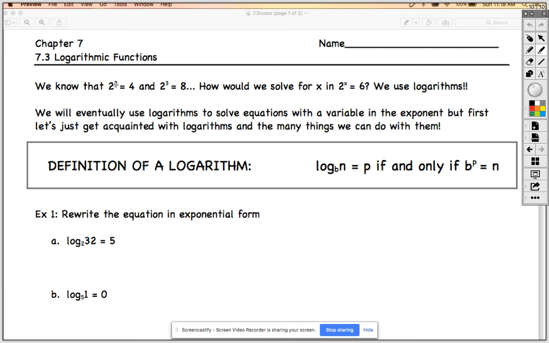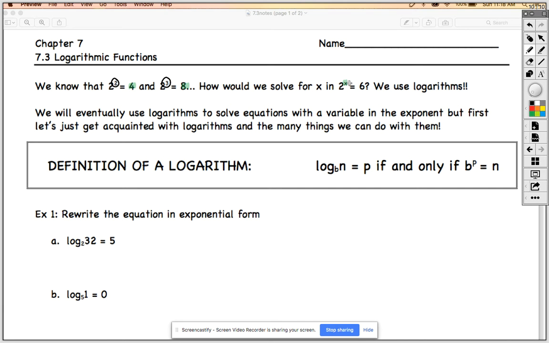So when we think about exponents, we know 2 to the second power is 4, and 2 to the third power is 8. How would we solve for x in 2 to the x power equals 6? Since 6 is in between 4 and 8, this power would have to be something in between 2 and 3, some sort of decimal, 2 point something.